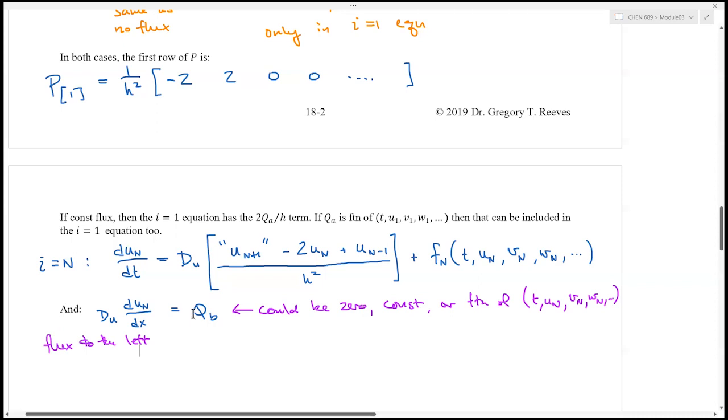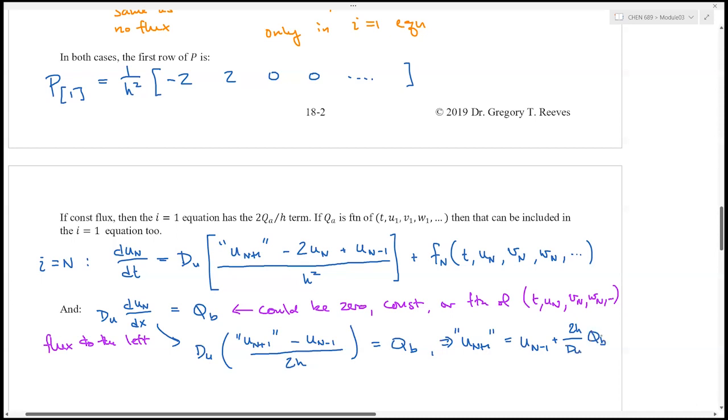Okay, so since this is still a first derivative, we want to discretize the first derivative. And so this becomes the diffusivity times a centered derivative centered about u sub n now. So we have un+1, again that's our fake term, minus un-1 all over 2h. That equals qb. And therefore, we can solve this in general for un+1 being equal to un-1 plus 2h over the diffusivity times qb.